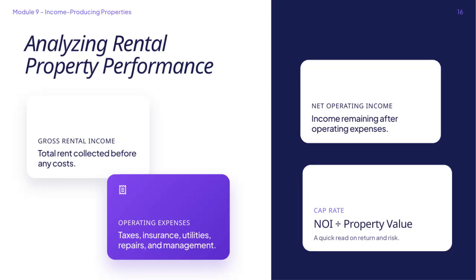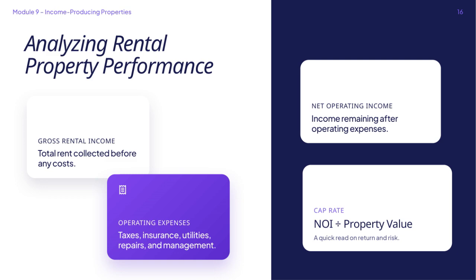Here, we're breaking down some essential terms for analyzing rental property performance. First, gross rental income refers to the total rent collected before any expenses are deducted. This is the starting point of your property's revenue. Next, operating expenses include costs like taxes, insurance, utilities, repairs, and property management fees. These are necessary expenses to keep the property running smoothly.